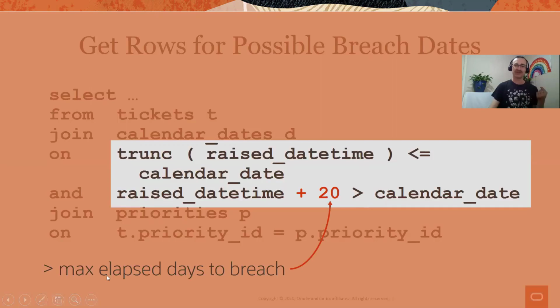So this needs to be the number of elapsed days, ideally quite a bit greater than how many days can elapse from the time a ticket was raised to when it breaches, not how many working days there could be. So we put this check in here just to reduce how many rows we have to consider in our final data set. Set it too low and the algorithm's going to go wrong. Set it too high, and the problem is the SQL will be slower because we have to consider more dates in the future.